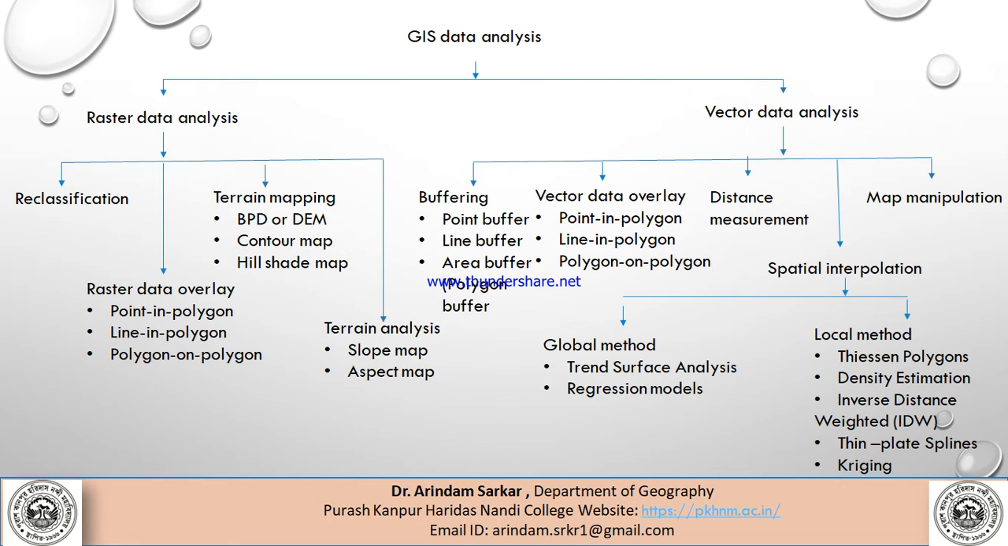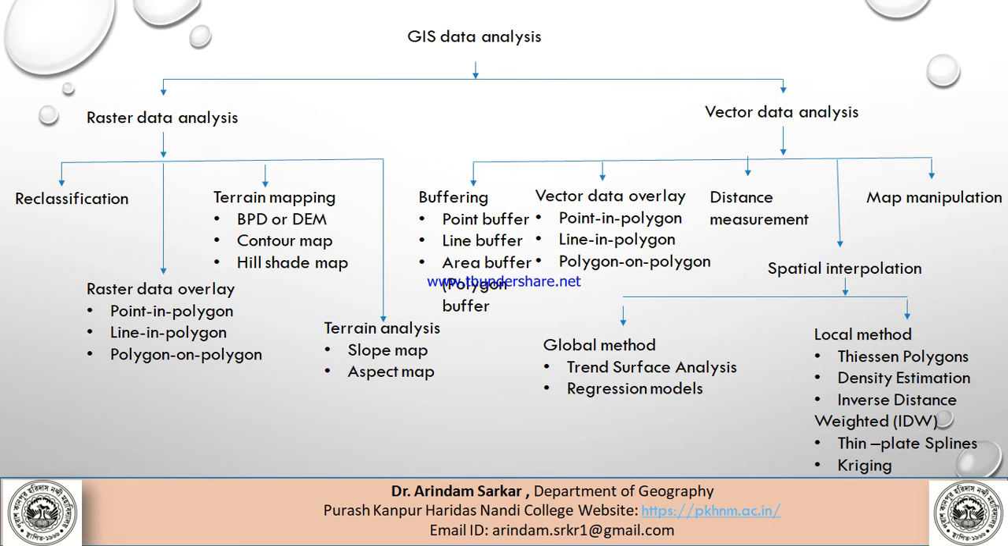Terrain mapping can be done through three types: one is DEM, that is broad physiographic division, and the preparation of the contour map and hillshade map. Lastly, terrain analysis is done by the slope map and aspect mapping.